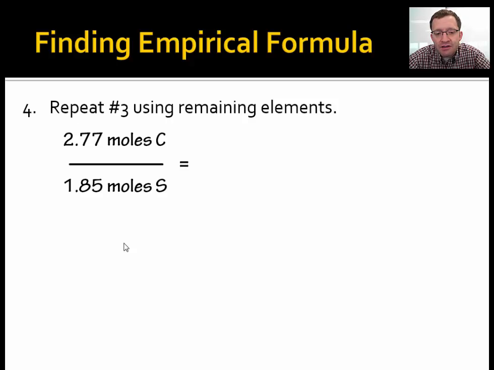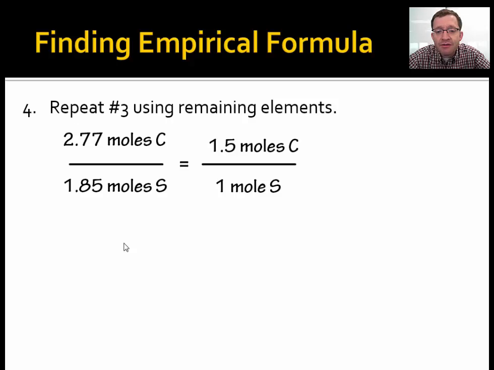So 2.77 divided by 1.85 gives me a 1.5-to-1 ratio. Now we're not going to round that up or down to 1 or 2. We're going to keep it at 1.5. There's 1.5 carbons for every sulfur in this compound. Now you're thinking maybe 1.5, that seems wrong. It's okay to keep halves here because we're going to see halves show up fairly often actually in empirical formulas.